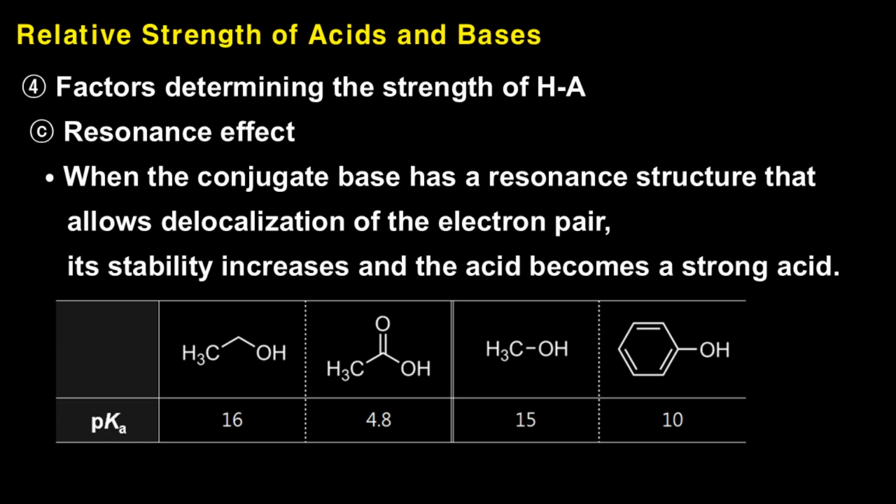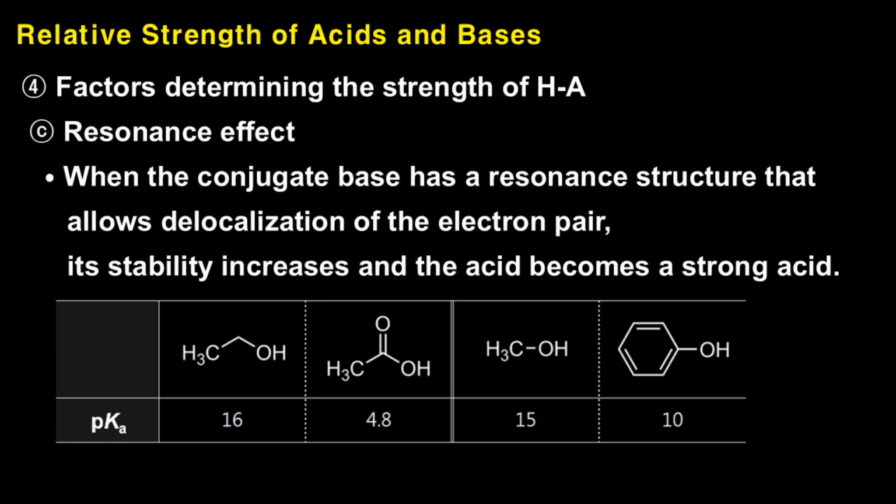If a conjugate base can spread out its negative charge through resonance, it becomes more stable. And when the conjugate base is more stable, the original acid becomes stronger. A great example is acetic acid, compared to ethanol. Acetic acid is much more acidic because its conjugate base, acetate, can delocalize the negative charge between the two oxygen atoms. That resonance makes it much more stable. On the other hand, ethanol's conjugate base, ethoxide, doesn't have any resonance stabilization, so it stays localized and unstable. That's why ethanol is a much weaker acid.